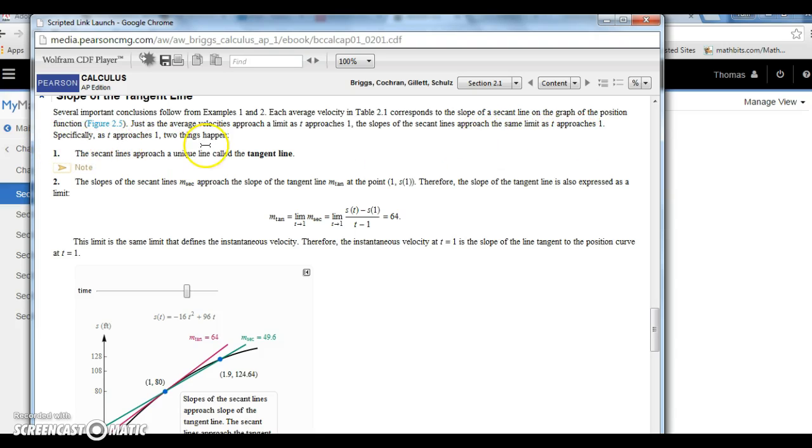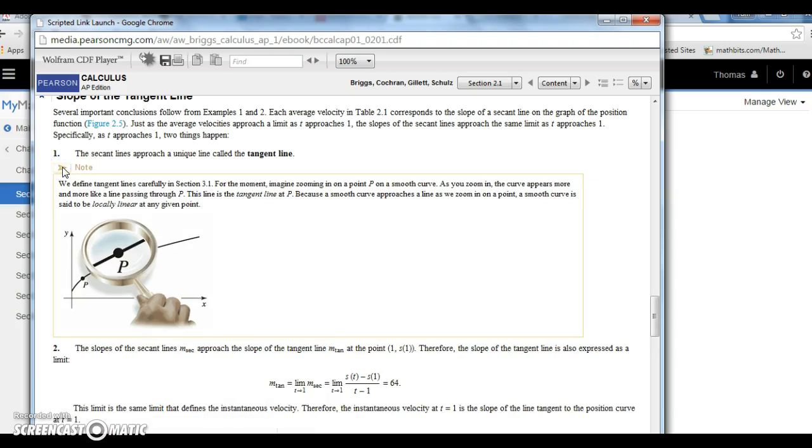Specifically, as t approaches 1, two things happen. The secant line approaches a unique line called a tangent line. Let's look at this note. We define tangent lines carefully in 3.1. For the moment, imagine zooming in on a point P of a smooth curve. As you zoom in, the curve at P is more and more like a line passing through P. The line is a tangent line at P because a smooth curve approaches a line as we zoom in on a point. A smooth curve is said to be locally linear at any given point.